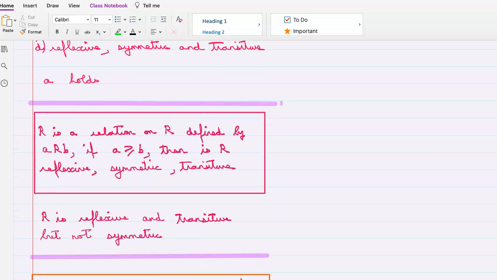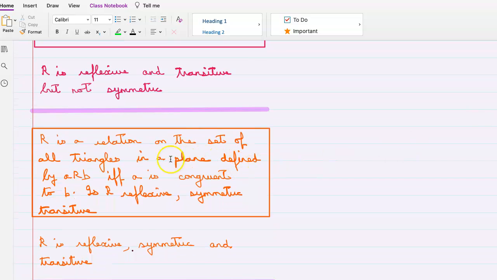Moving to the next question, R is a relation on the set of real numbers defined by a is related to b if a is greater than or equal to b. Then is R reflexive, symmetric, transitive? Now R is reflexive because a is greater than or equal to a. R is transitive because a ≥ b, b ≥ c implies a ≥ c. But R is not symmetric because 2 ≥ 1 does not imply 1 ≥ 2.